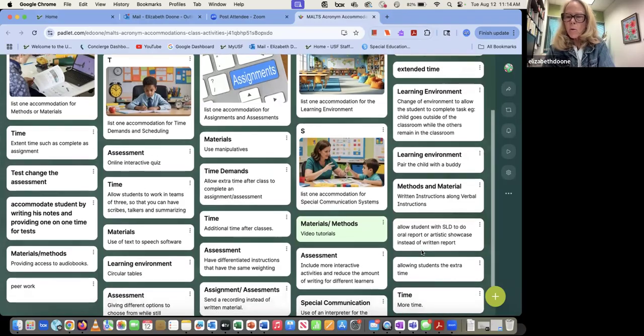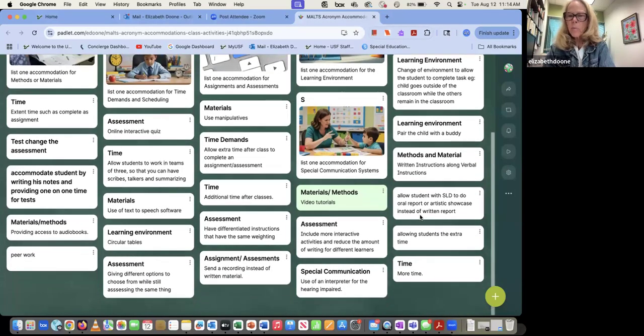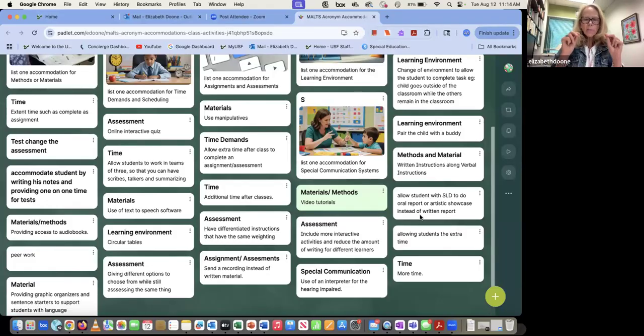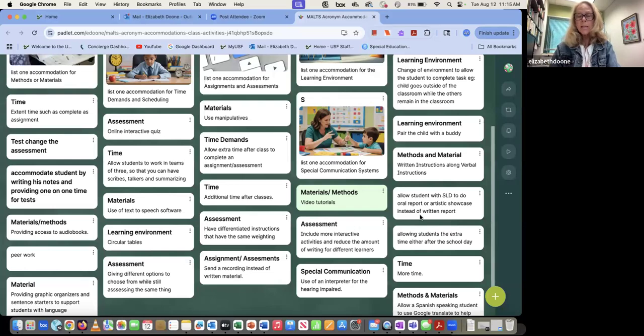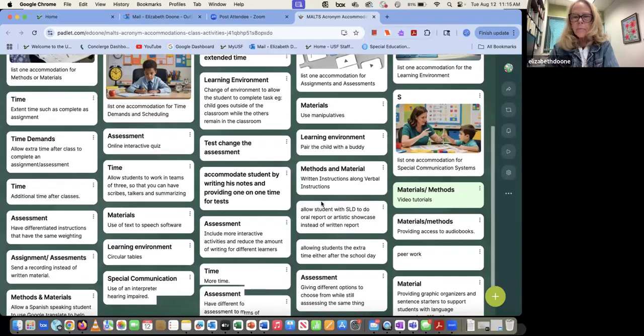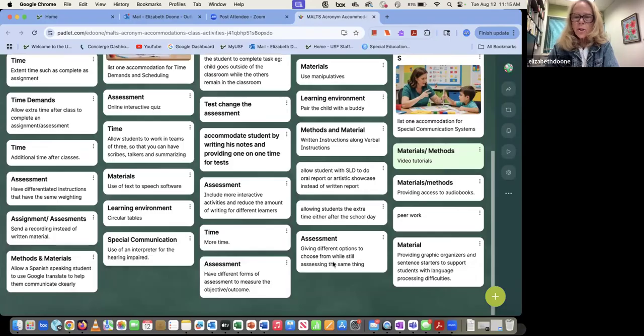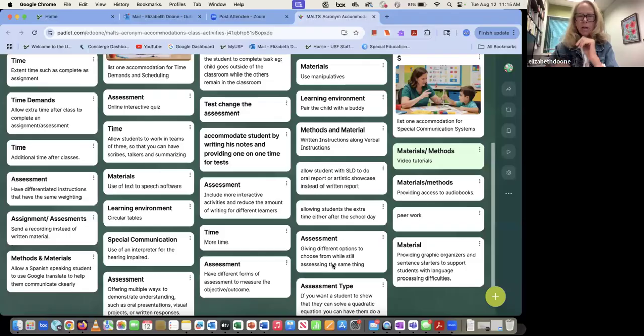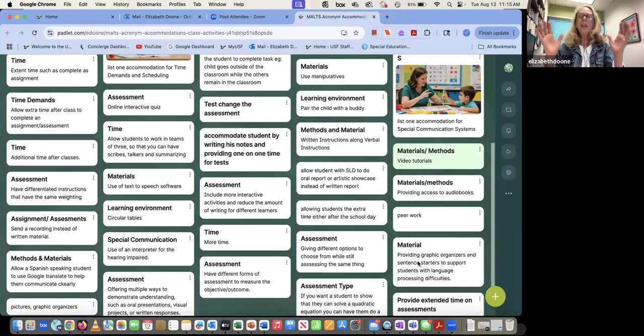Allow a child with SLD to do an oral report, yep, or an artistic showcase instead of a written report. And that's key. As long as my assessment is not assessing the written work but comprehension, then I can use that. But if I wanted to assess written work, then I might need to have them type it or do something else. So giving different options to choose from. Oh gosh, this is so great. Options are important. Choice is key, and I'm going to reiterate that again later. Writing graphic organizers and sentence starters. I love it. These are great.